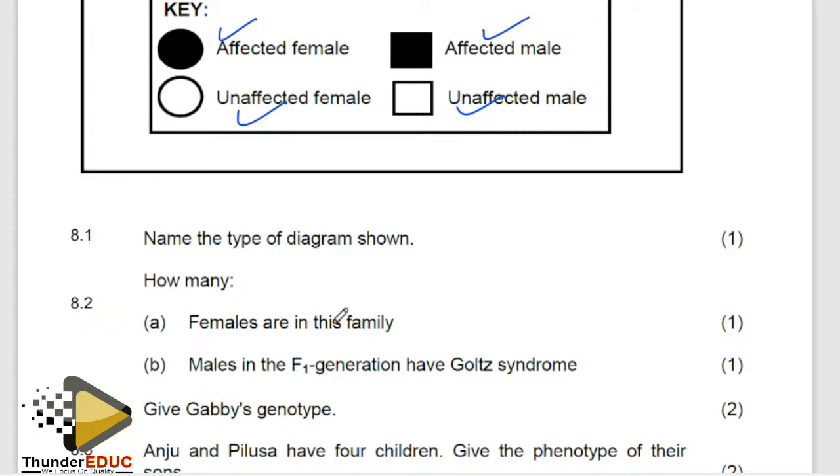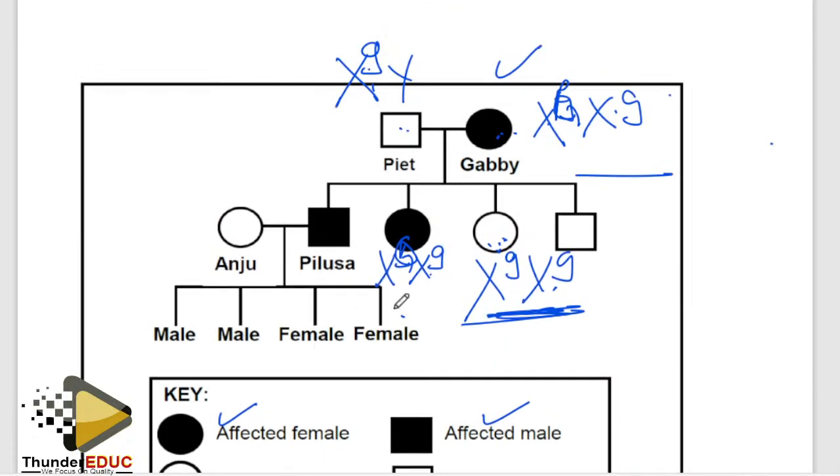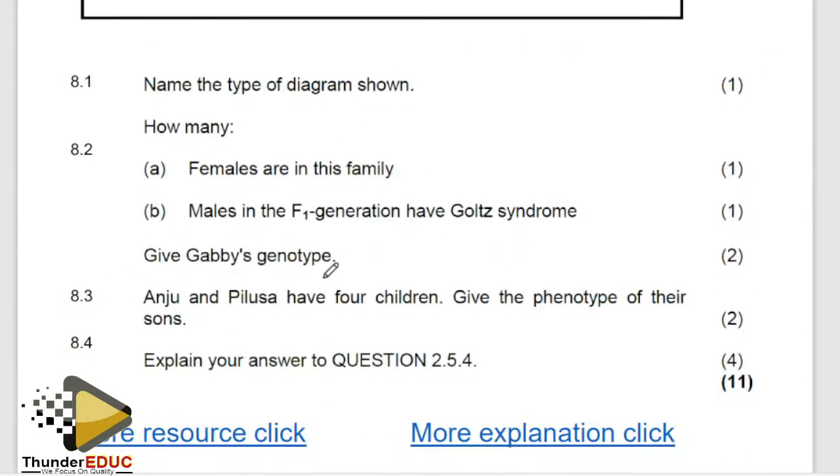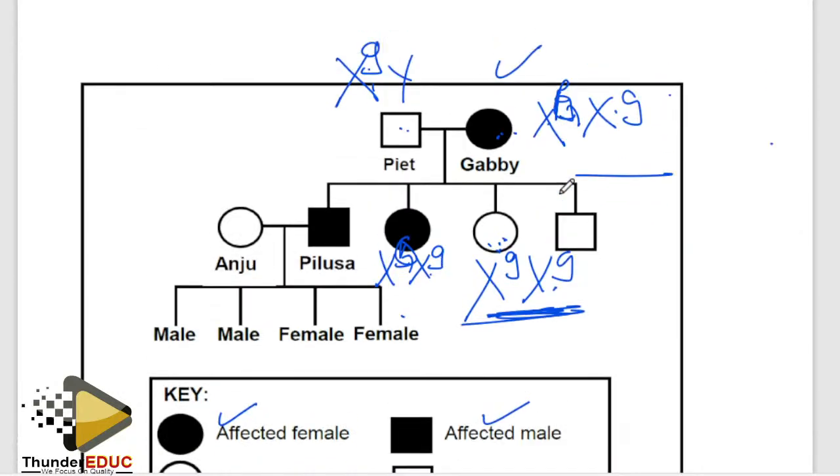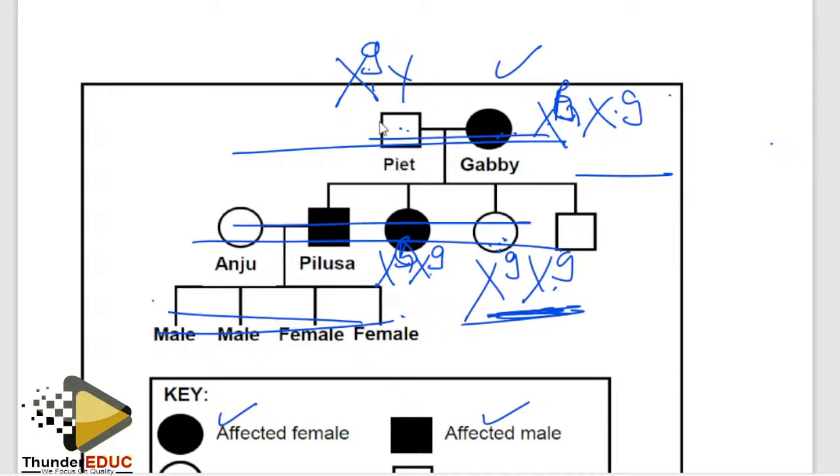They're asking how many females in this family? We talked about them: 1, 2, 3, 4, 5, 6. How many males in generation 1 have the syndrome? Where is generation 1? The first generation. Remember, this is generation 3. Because they are looking for males in generation 1, so this 1, 2, 3. They're talking about generation 1.